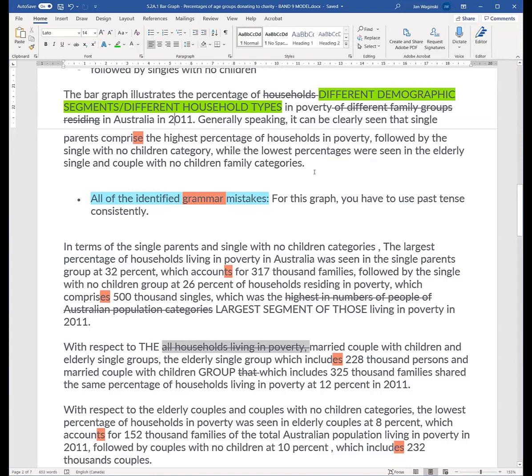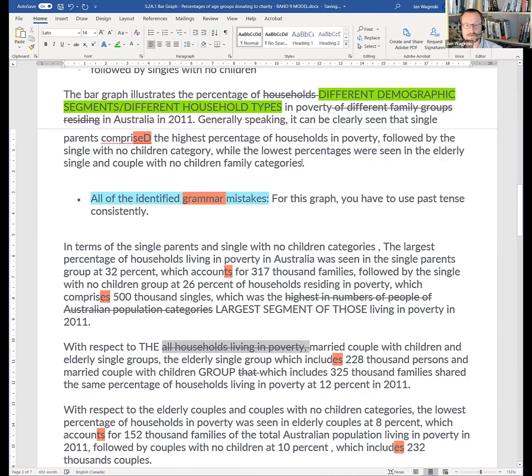Generally speaking, it can be clearly seen that single parents comprised. Comprised. Compromise means make an agreement. Comprised the highest percentage of households in poverty, followed by the single with no children category, while the lowest percentage were seen in the elderly, single, and couple with no children family categories. Good. So that's what you've been doing.